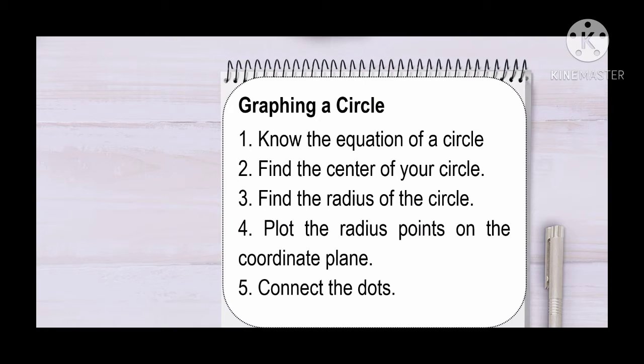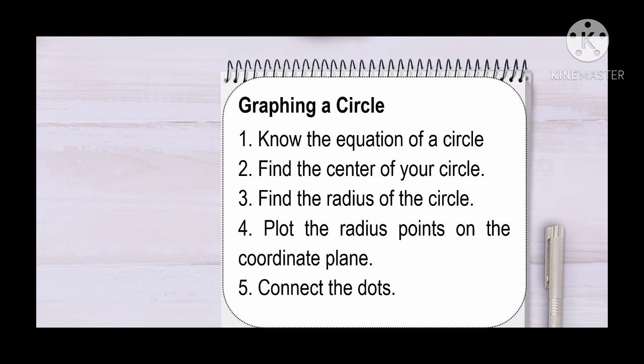First, know the equation of a circle. Second, find the center of your circle. Third, find the radius of the circle. Fourth, plot the radius points on the coordinate plane and connect the dots. So we will apply the key concepts of the equations of a circle and determine the center and radius of a circle given the equation and vice versa.